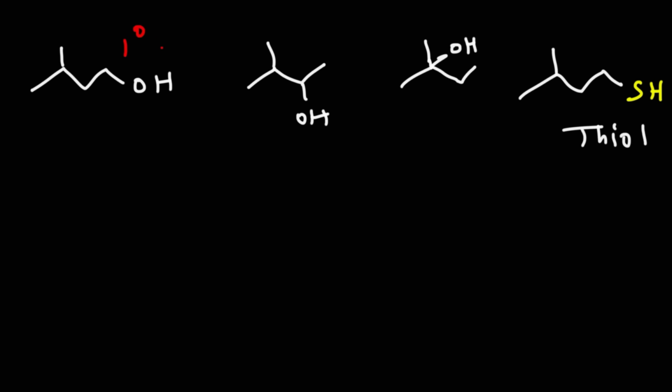This here is a primary alcohol because the carbon that has the OH is a primary carbon. That carbon is attached to only 1 other carbon. This is a secondary alcohol because the carbon that has the OH is attached to 2 other carbons. And this is a tertiary alcohol because the carbon that the OH is on is attached to 3 other carbons.